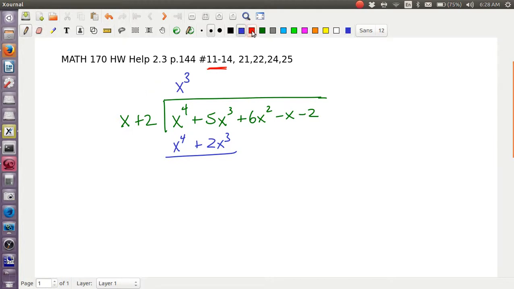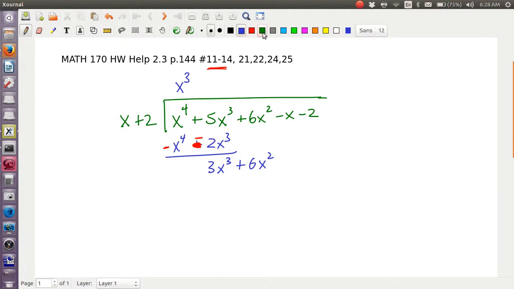Now we do a subtraction. So I change the signs. This turns into a minus. And then you get 5 minus 2 is 3. And bring down at least one more piece so that you can keep working the exercise.